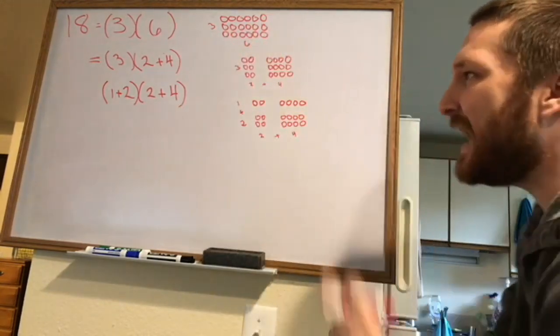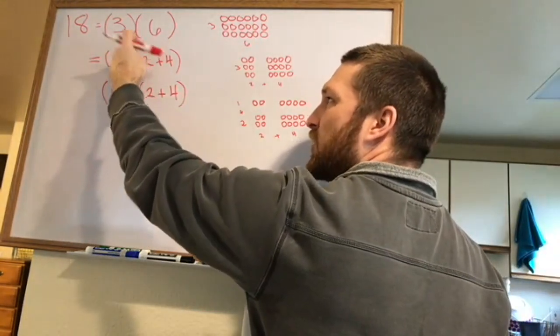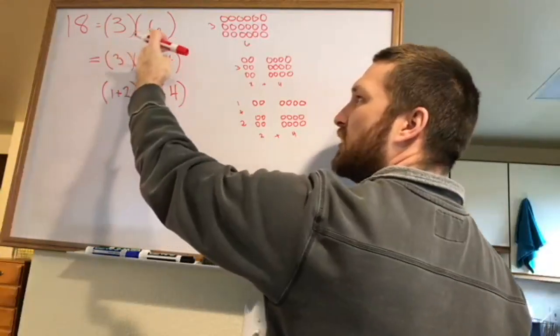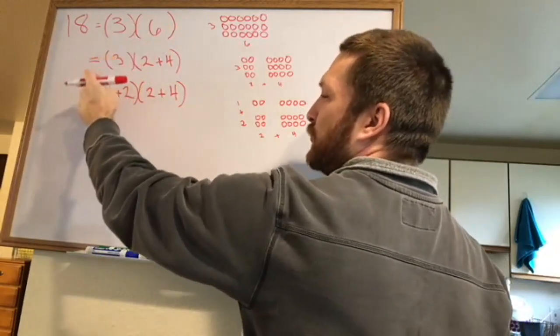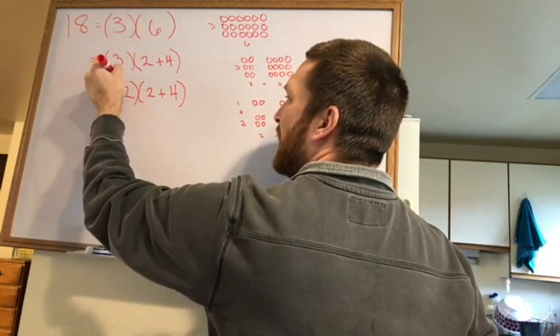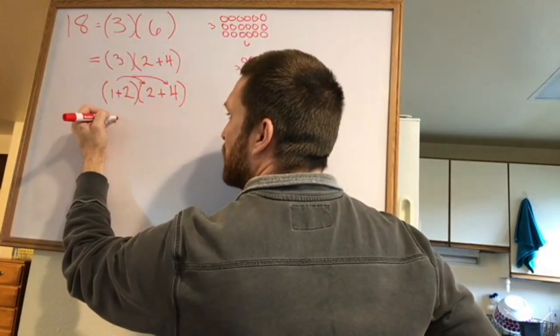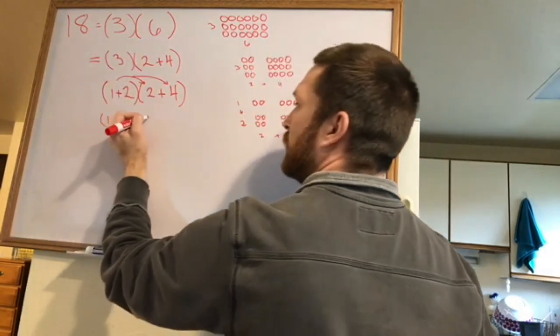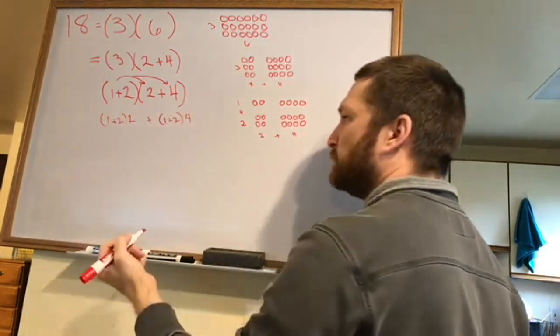Now, what we just said is that the 3 distributes over and hits the 2. The 3 jumps over, hits the 4. Well, then the same thing has to be true when 3 is written as 1 plus 2. In other words, the entire thing, 1 plus 2, jumps over twice. And we get 1 plus 2 times 2 plus 1 plus 2 times 4.